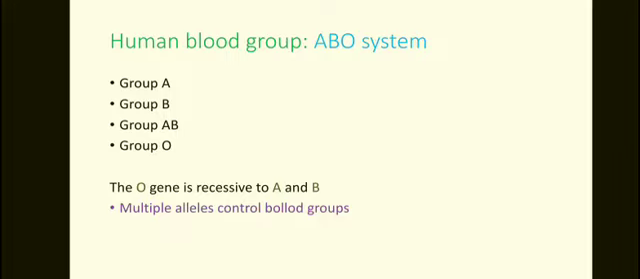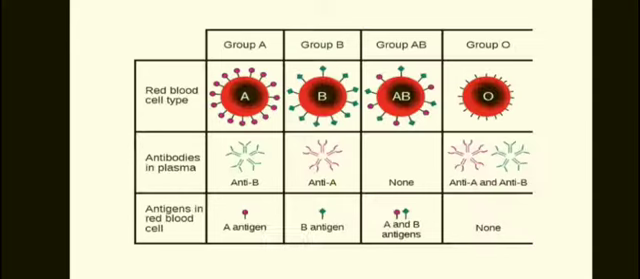You have to understand that multiple alleles control blood groups. Here I've got a table explaining where this classification, blood typing, is coming from.